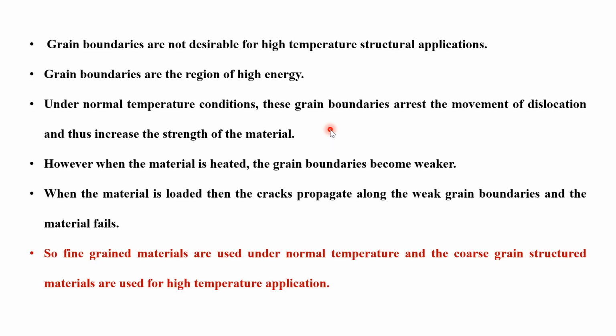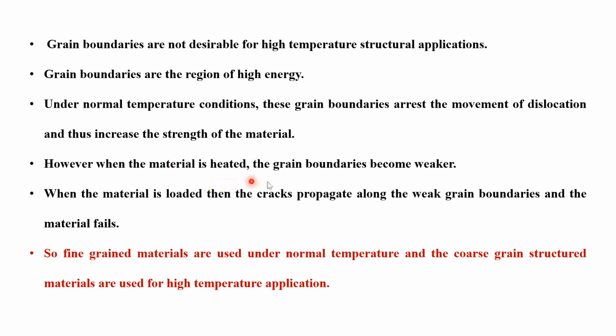And these are a few points that we can say with regard to the same question. Grain boundaries are not desirable for high temperature structural applications. This is because grain boundaries are regions of high energy. Under normal conditions, we say that smaller fine grains will be useful. Means from the Hall-Petch equation, we say that finer grains will be having more strength, right? Yield strength will be more. But that is because even though being higher energy, normal temperature diffusion conditions will be such that grain boundaries can arrest the movement of dislocation and thus increase the strength.